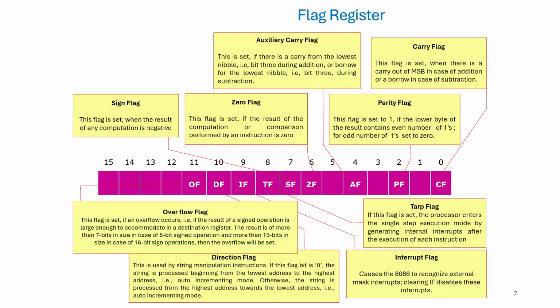And finally, the last one, overflow flag. When we work with signed numbers, the MSB is used to represent the sign. Thereby, when an extra bit comes out of the 15th bit in case of 16-bit operation, or an extra bit comes out of the 7th bit in case of 8-bit operation, then the overflow flag will set. So if the overflow flag is set, you can understand that there is an overflow of data either from the 7th bit in case of 8-bit operation or the 15th bit in case of 16-bit operation.